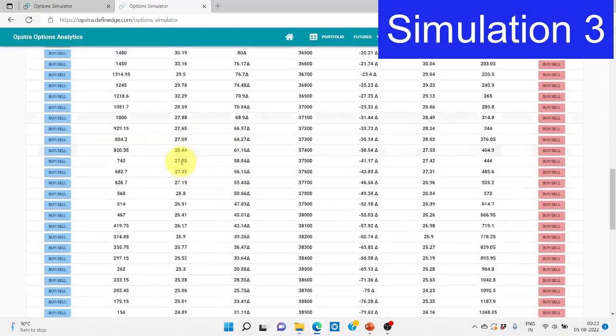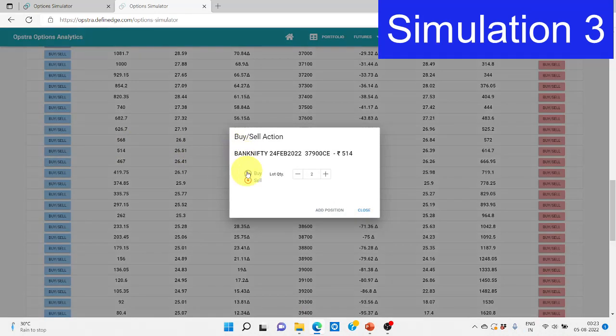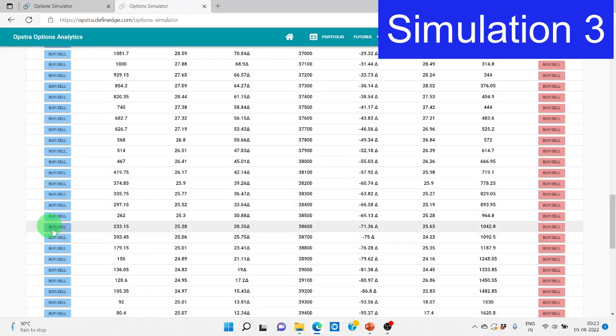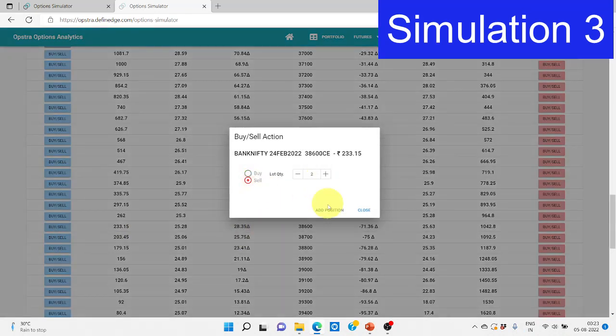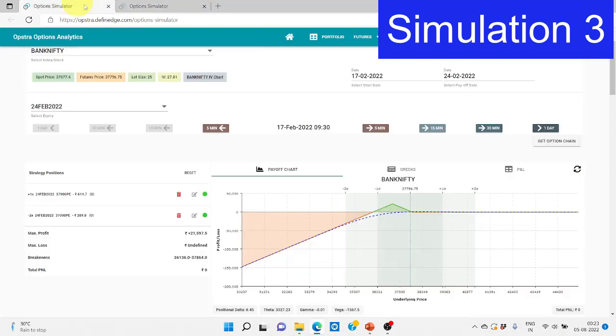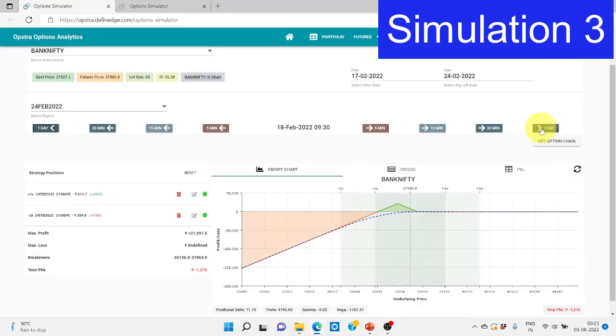$37,900 will buy. You can see the call is 500 plus, so less than 250 will sell. 233, 2 lots. Okay, so now we'll see what happens on the 24th.